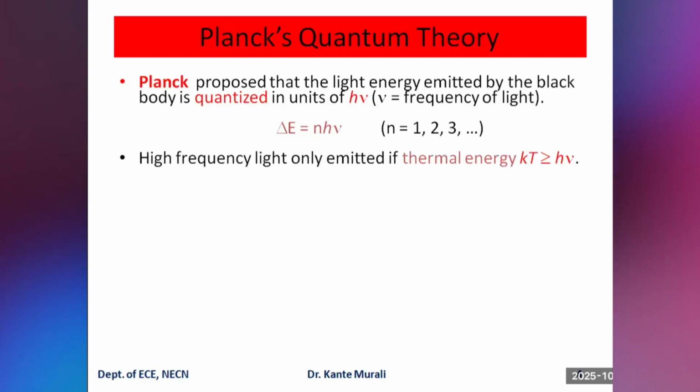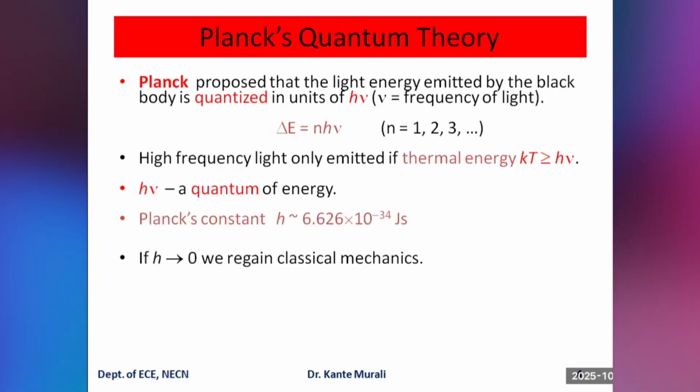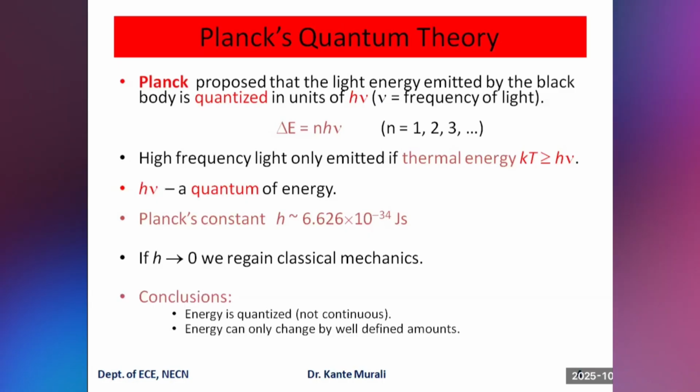Whereas, according to Planck's quantum theory, energy is emitted or absorbed in discrete packets called quanta. Each quantum has an energy E equal to h nu, where h is Planck's constant. However, if you put h equal to 0, we regain classical mechanics. Think of it like a staircase where you can only stand on specific steps, not between them. Similarly, electrons in atoms can only occupy certain energy levels, not the in-between space.